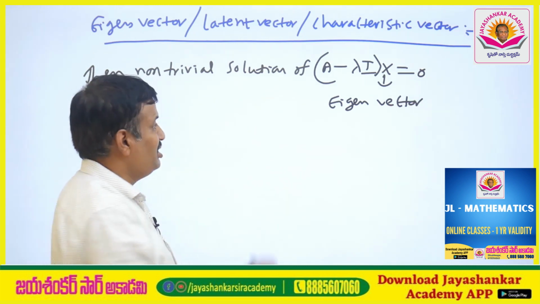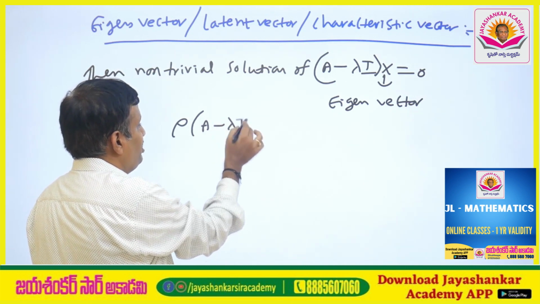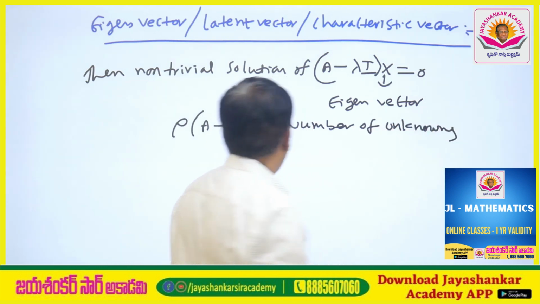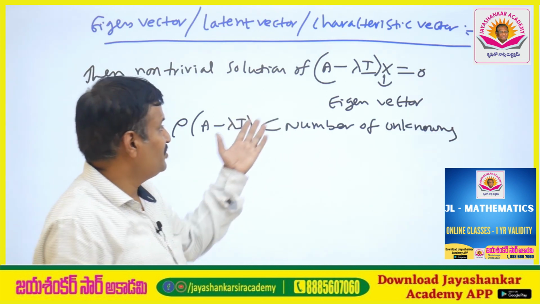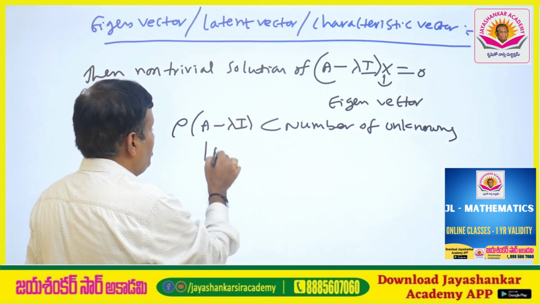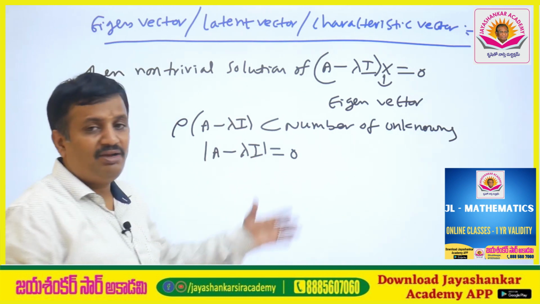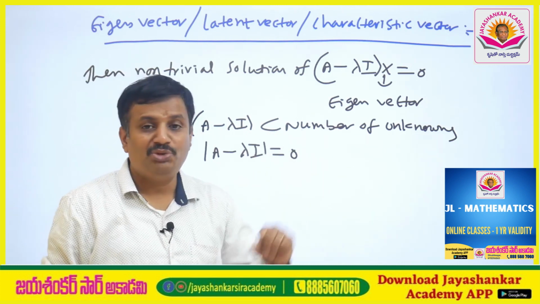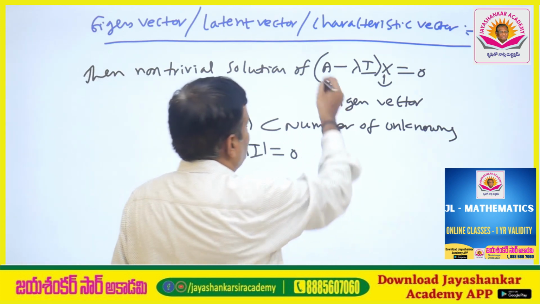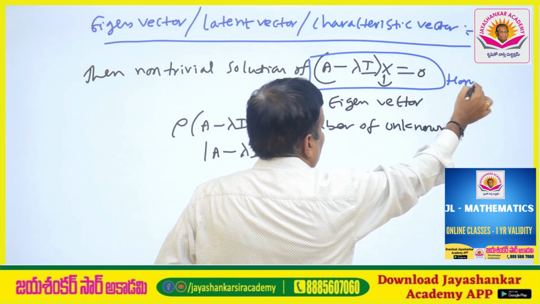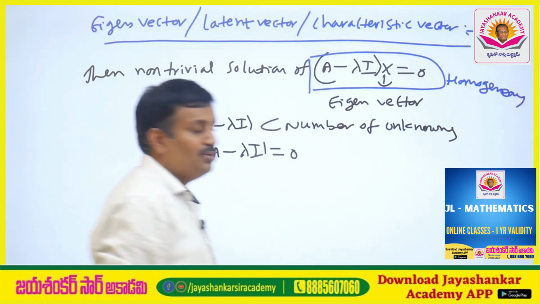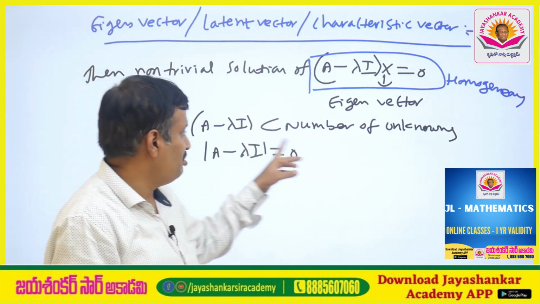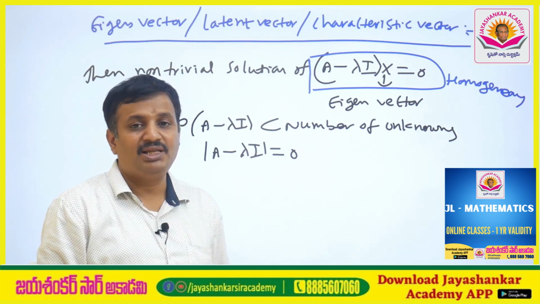X is said to be an eigenvector if the rank of A minus lambda I is less than the number of unknowns, or equivalently, the determinant of A minus lambda I equals 0. This forms homogeneous equations. These homogeneous equations contain infinitely many non-trivial solutions if the rank of A minus lambda I is less than the number of unknowns, or the determinant of A minus lambda I equals 0.